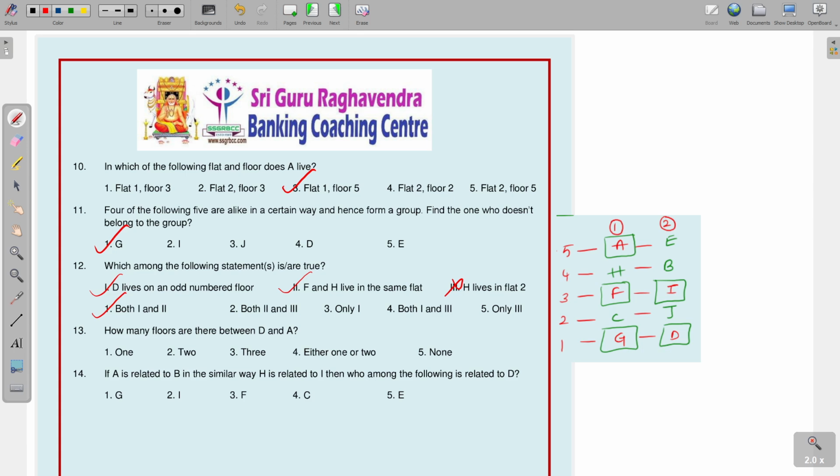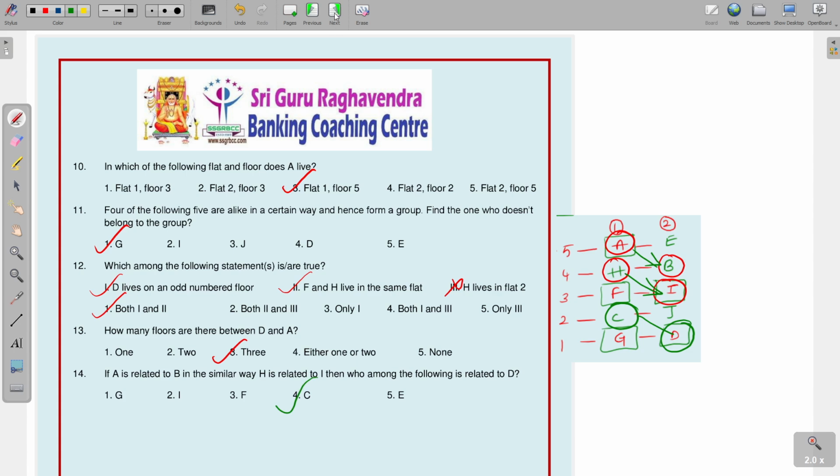How many floors are there between D and A? So between D and A there are 3 floors. A is related to B and H is related to I. So see here, the logic follows like this. And next, among the following, D is related to dash. So D is related to exactly C.